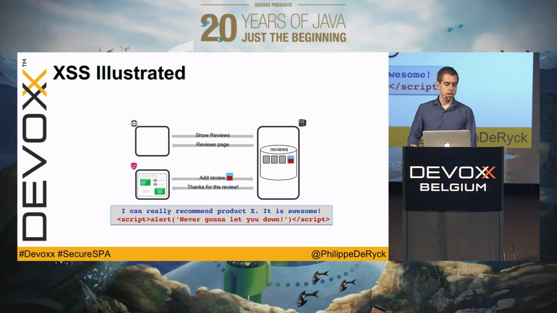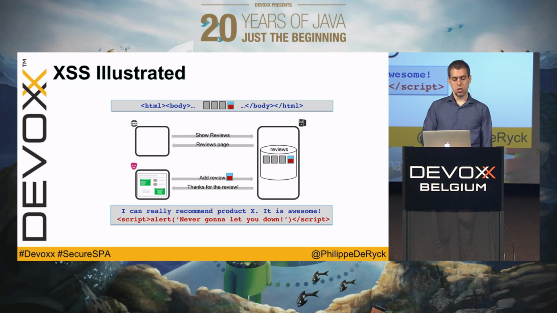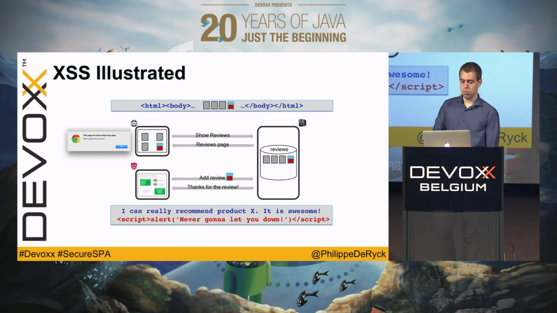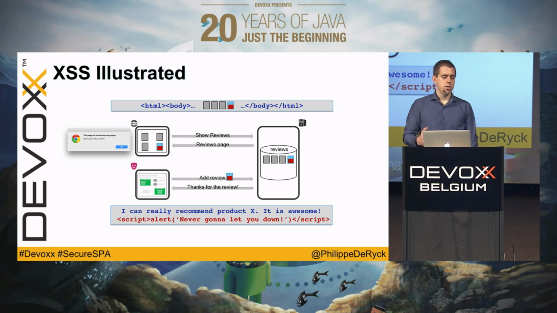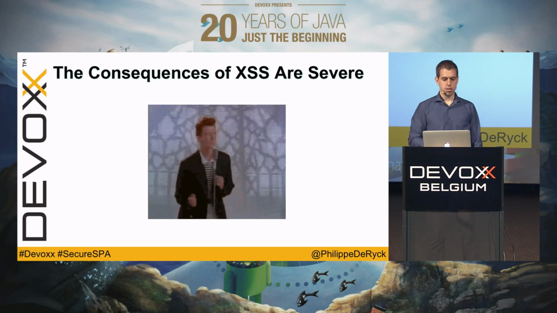Until the user shows up and he wants to see the reviews, and he simply asks the server for a list of reviews and show me them. And the server responds with this HTML page, which contains the reviews, including the one from the attacker, and they are rendered in the browser, and essentially this results in a pop-up saying the alert message. This is a stupid example of cross-site scripting. It shows an alert box, nothing really bad happened, but there are much more severe consequences of cross-site scripting.